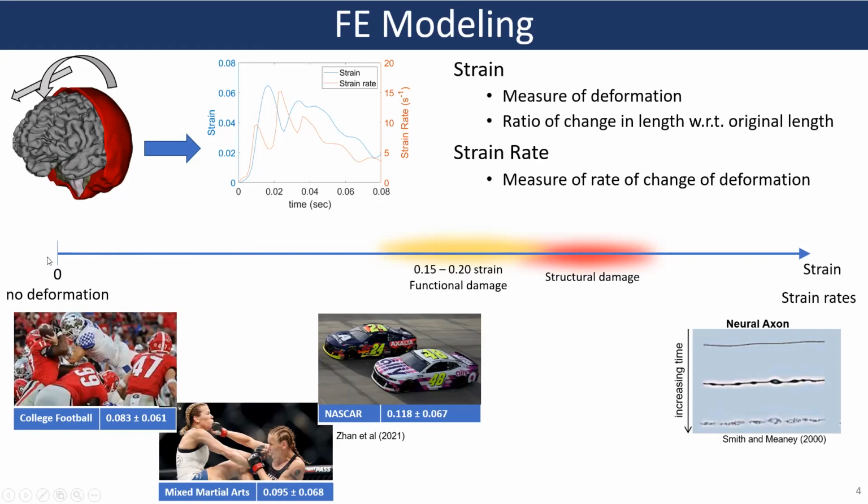So if this is the axis starting from 0 strain and strain rate, increasing. In college football, computational studies have estimated strain to reach up to about 8%. In mixed martial arts, it can reach up to 9 or 10%. In NASCAR, it can reach up to 12%. And experimentally, many studies have shown that if you reach 15 to 20%, you start experiencing functional damage to neurons. Beyond that, there is some structural damage, where if you apply strain to a neuron, it starts developing bulbs and eventually disintegrates. So that's why strain and strain rates are important.